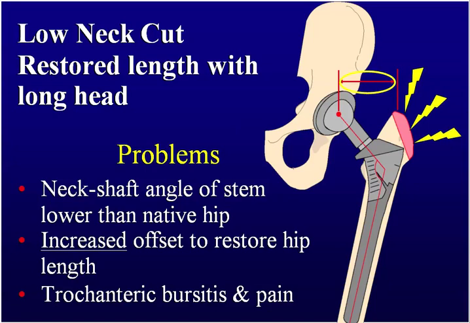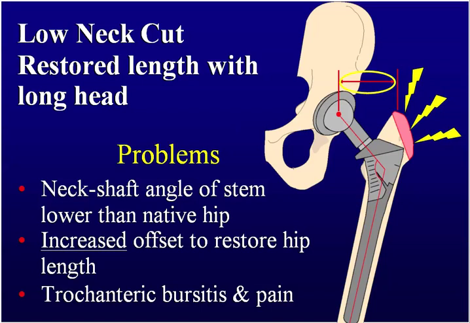Each implant has a neck shaft angle that's different. Some are 135, some are 128, some are 132. It just depends on the implant design. But you've got to know these little nuances. You can avoid all this by proper preoperative templating, offset, neck length, center of rotation. I'll go through this and then I'll stop.